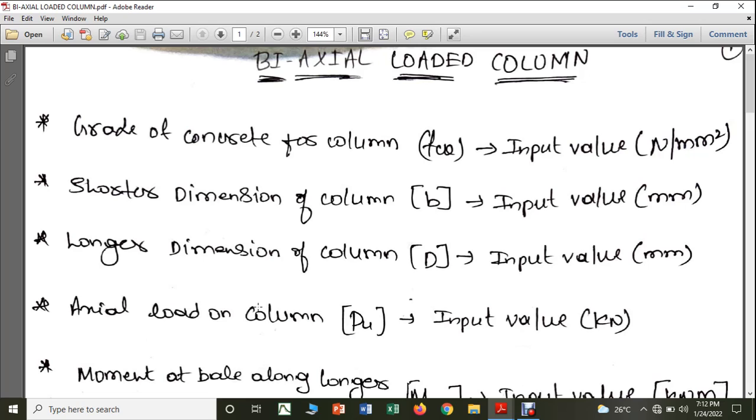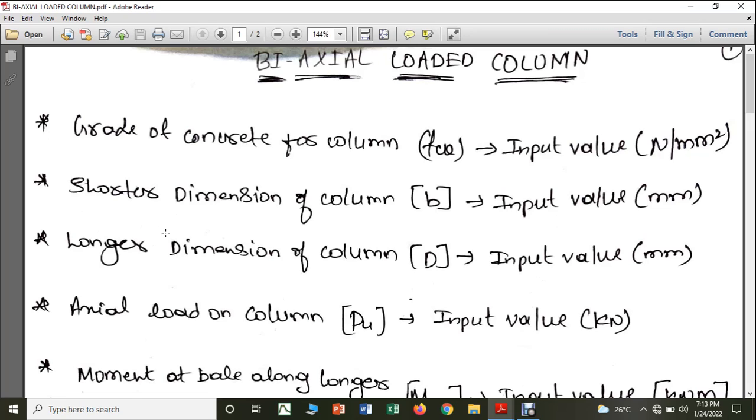First, as you know, you will be deciding the grade of concrete that you are going to use for the column, that is fck. And initially we will be assuming the dimensions of the column, what we call the preliminary design that we have done. Based on the preliminary design, we will be assuming the longer dimension of the column, usually represented as capital D, and the shorter dimension of the column, usually represented as small b. Both will be considered in mm.